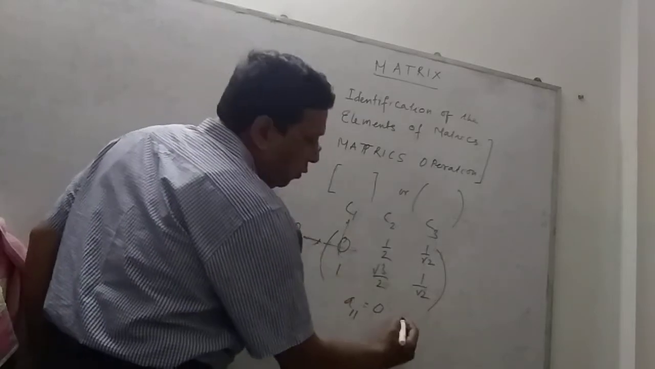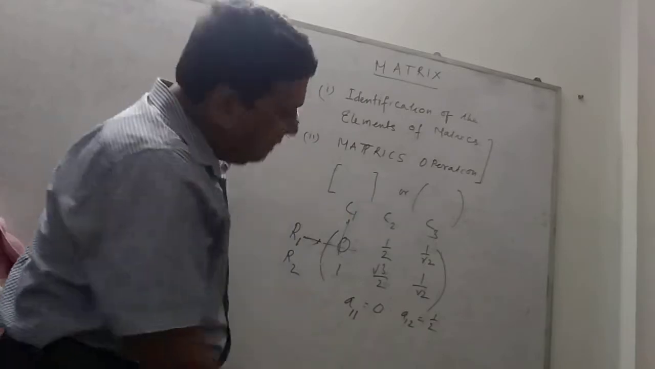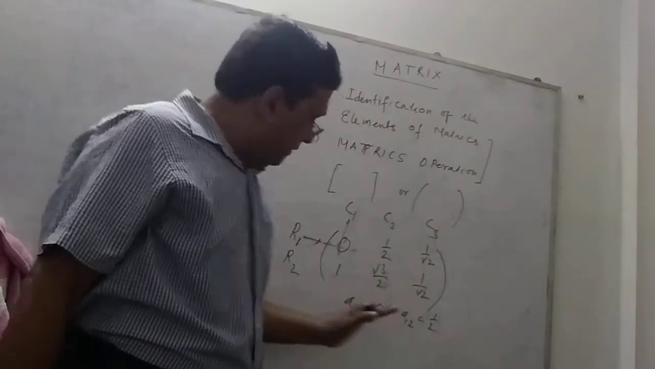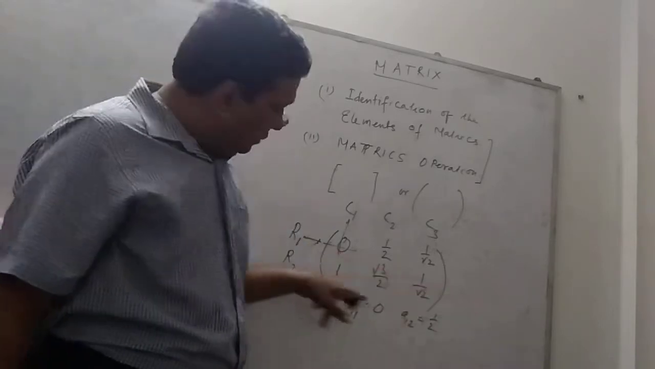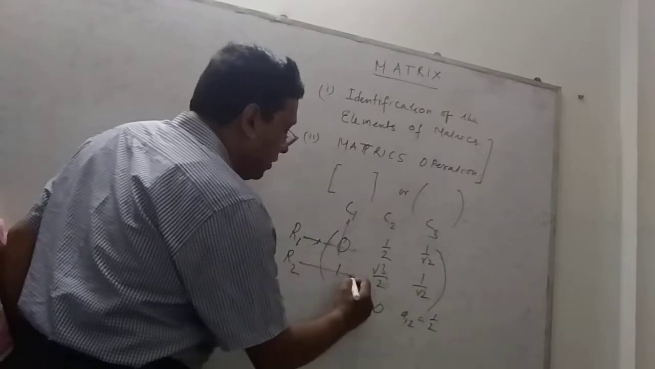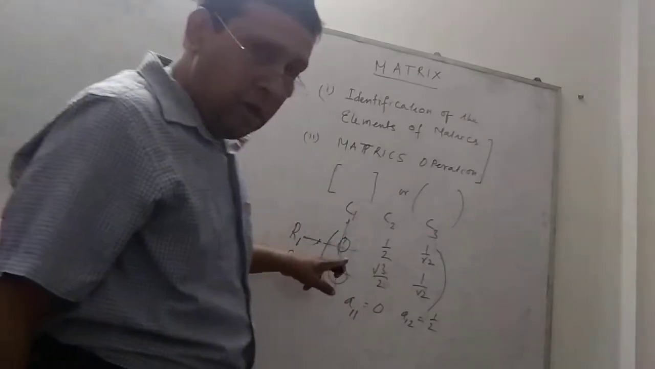Similarly, A12 is 1 by 2. Why is it A12? Because A12 means first row and second column. Similarly, this one is the second row, and since it is the intersecting point of the second row and first column, we can say that it is A21.